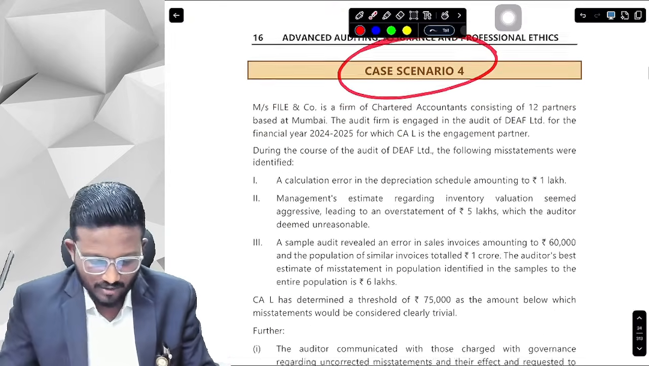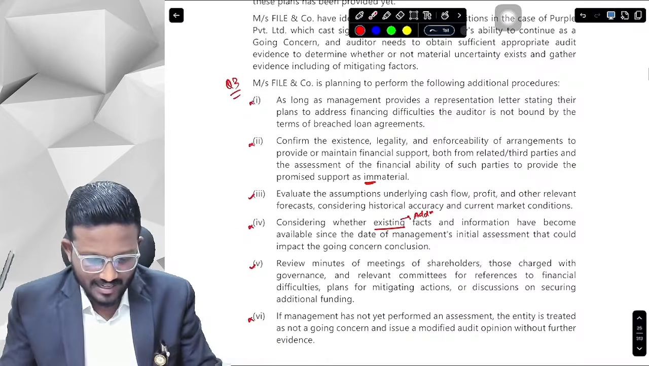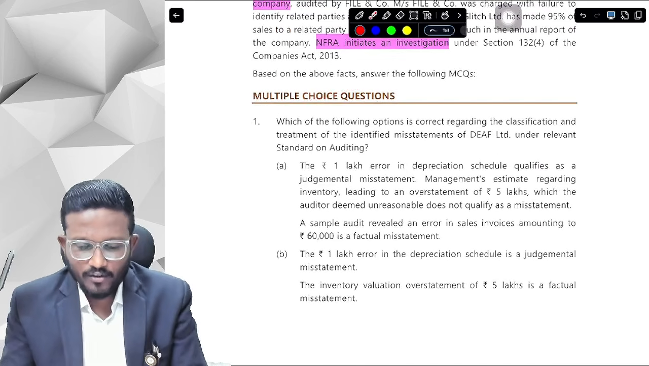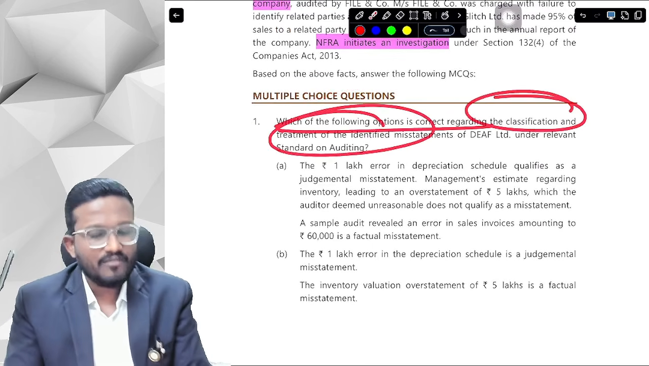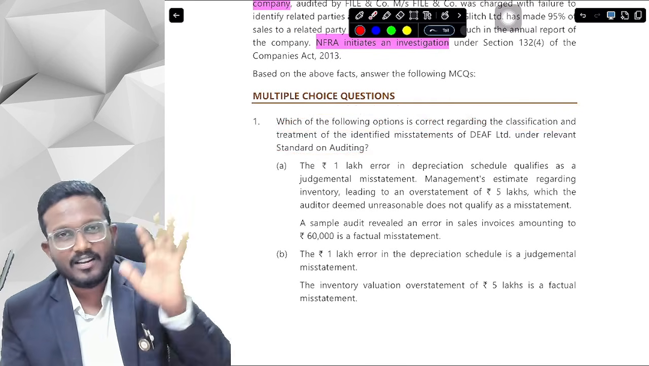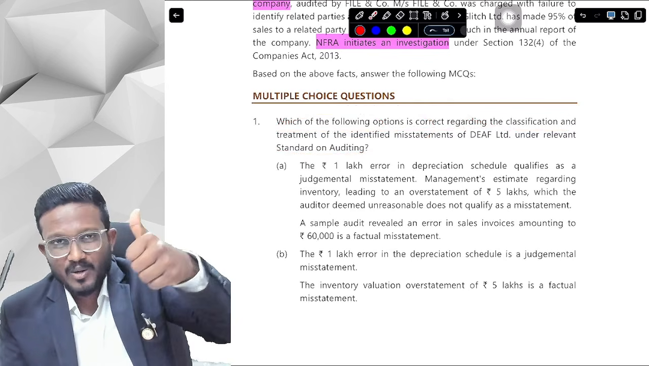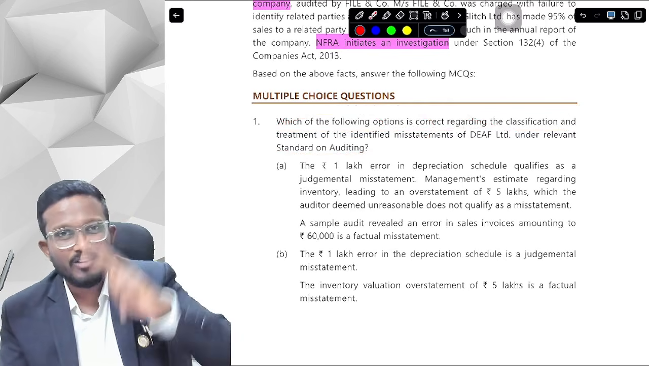Okay, yes sir. Let's do case scenario number 4. What does it say, sir? It says, question number 3 and 4 we have to refer over. Okay, yeah. So it says, which of the following options is correct regarding classification and treatment of identified misstatements? So this is under your SA 450. Now there are 3 types of misstatement we have discussed. One is the factual misstatement, second was judgmental misstatement, and third was projected misstatement.